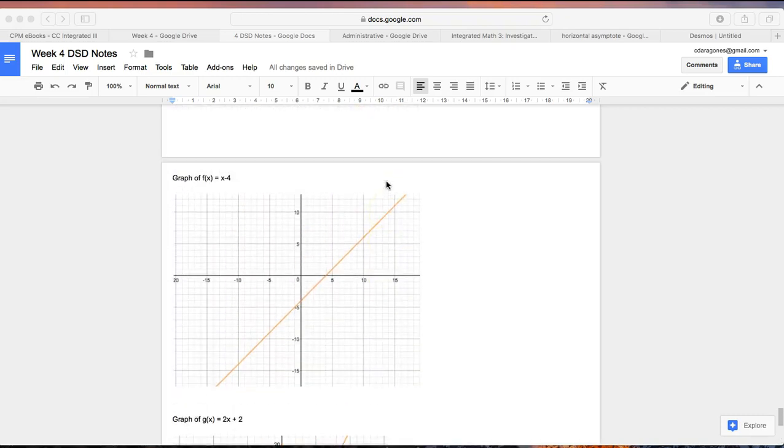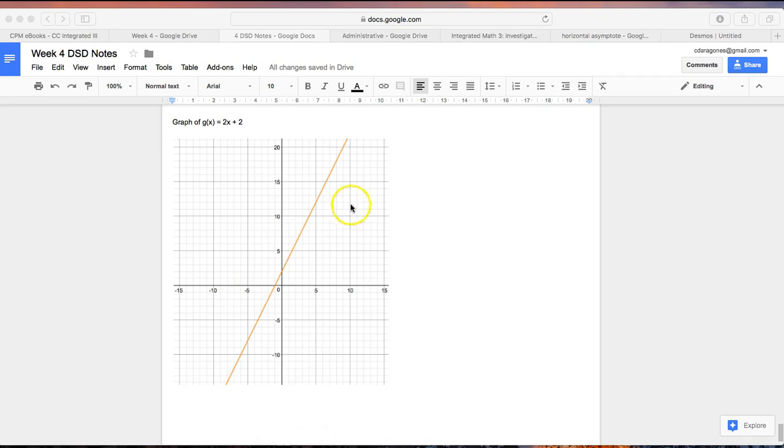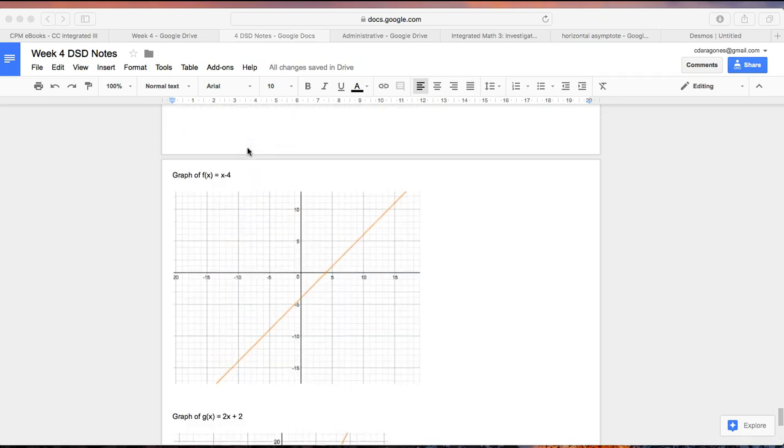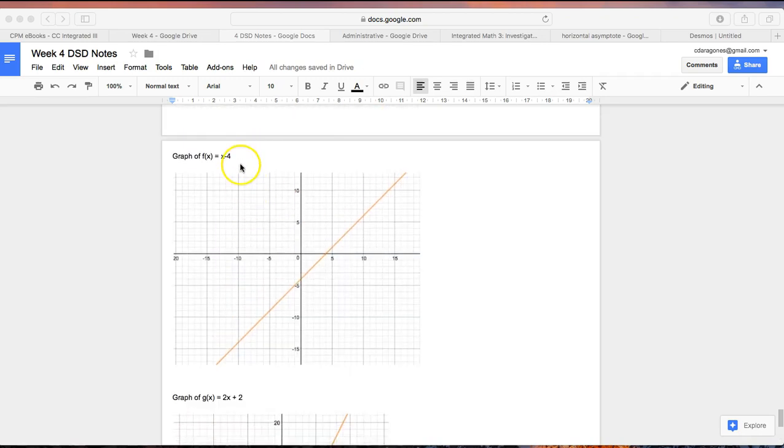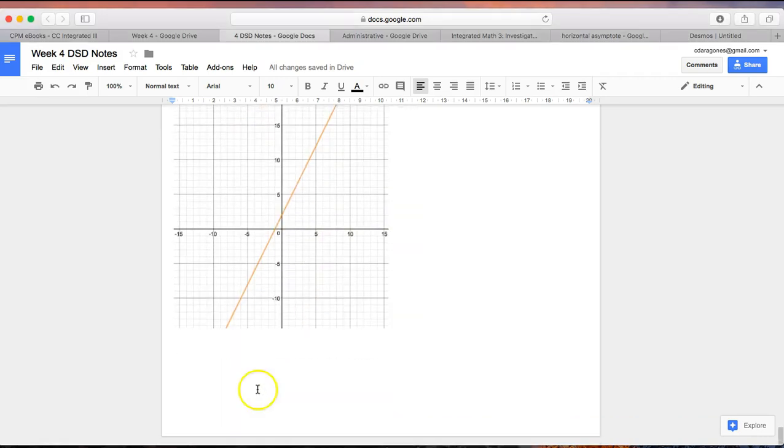Okay, so now that you've graphed both of your functions, you're going to have to find the sum of the two functions you chose. So for my example, my two functions are x minus 4 and 2x plus 2.